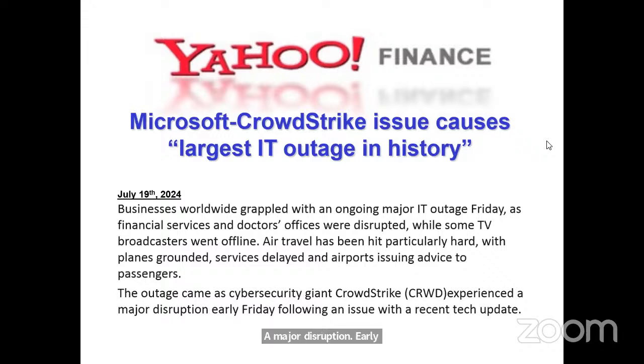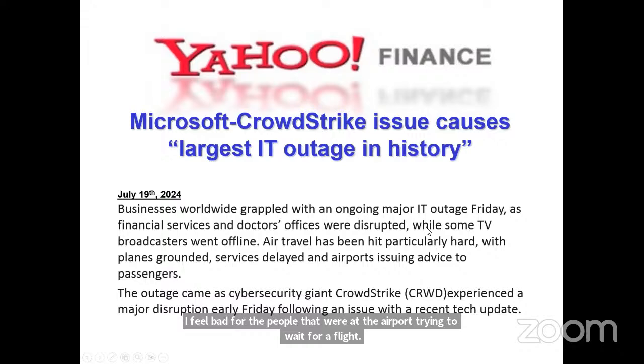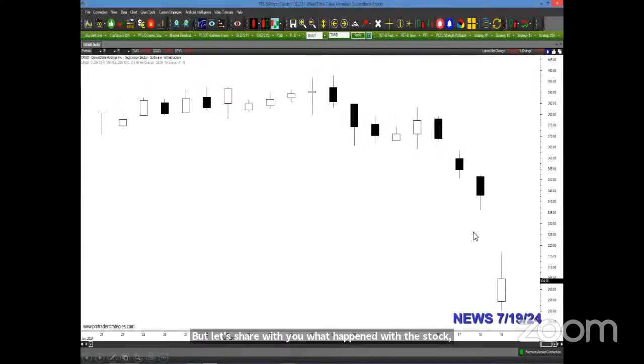So terrible news, right? We all experienced it. Feel bad for a lot of people. I'm on the West Coast, but a lot of people on the East Coast had it much worse. I feel bad for the people that were at the airport trying to wait for a flight. But let's share with you what happened with the stock, because the stock had actually been coming lower. And this is when the news came out, and this was the reason, okay? So the stock gapped down about 30 or so points.